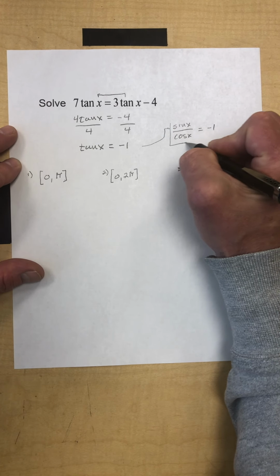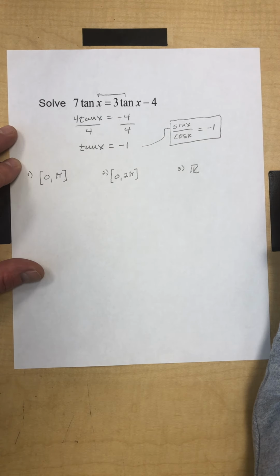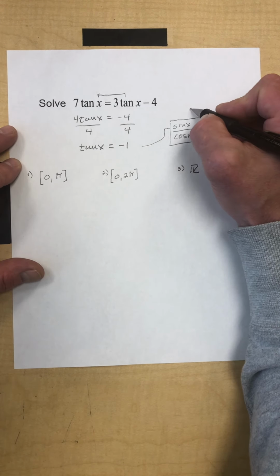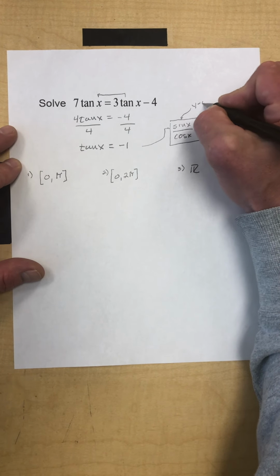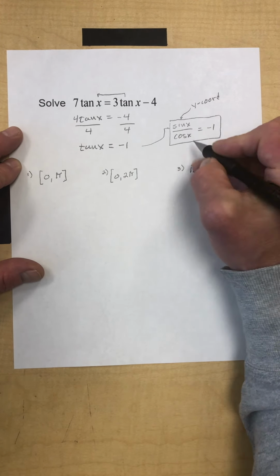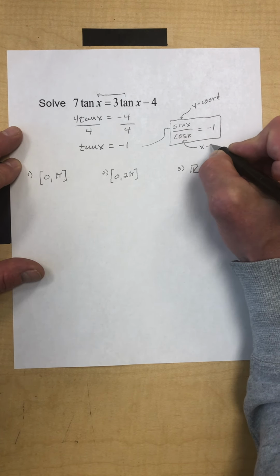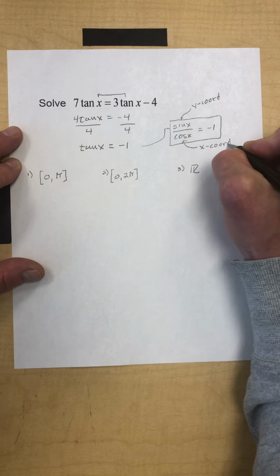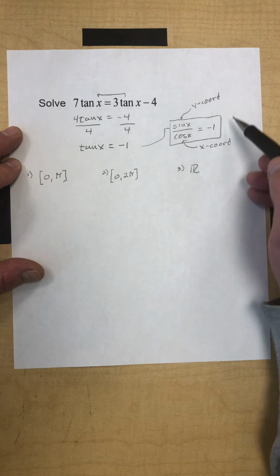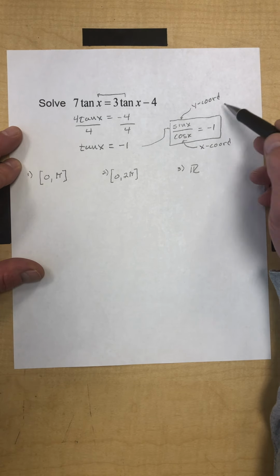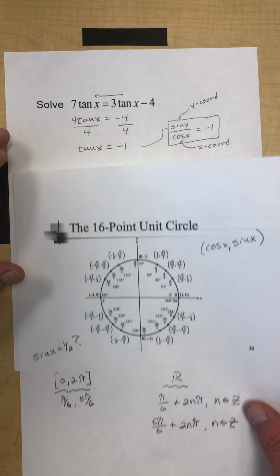That means that on the unit circle, the x coordinates and y coordinates have to be opposites of each other. Because remember, the y coordinate is sine of x, this is your y coordinate, and your x coordinate is cosine of x, so that's your x coordinate. To get this ratio, which is the tangent ratio, equal to negative 1, these guys have to be opposites of each other.